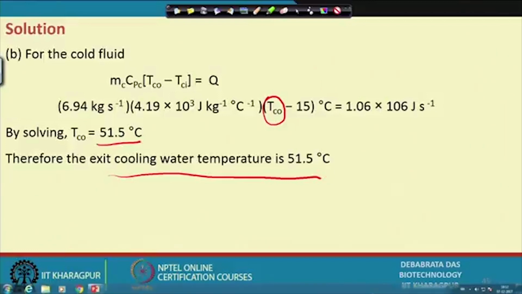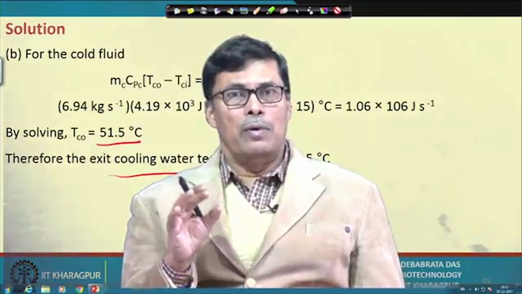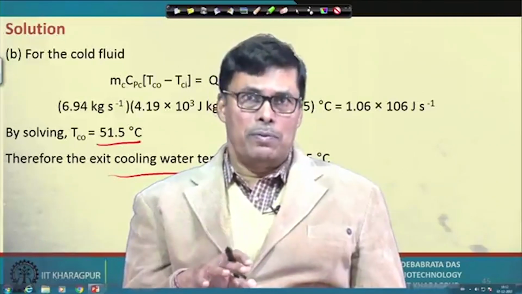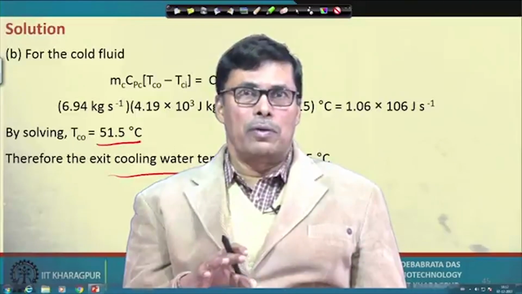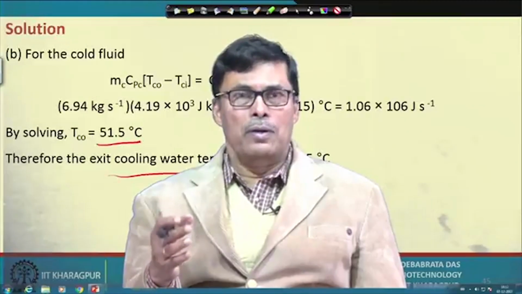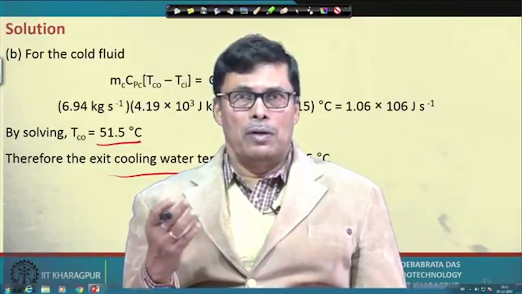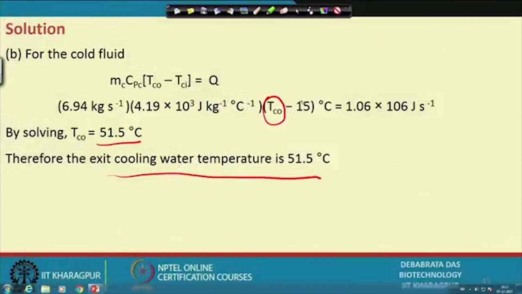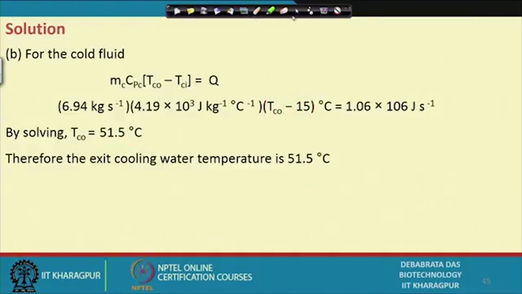So, what basically we have done, we calculate from the hot liquid how much heat is actually coming out, then that is transferred to the cold liquid, and from that we can find out the outgoing temperature of the cold liquid in the system. The cold liquid inlet temperature is 15 degrees centigrade, that is from the chiller, and this is the outgoing temperature of the cool liquid. So, this is a very simple problem.